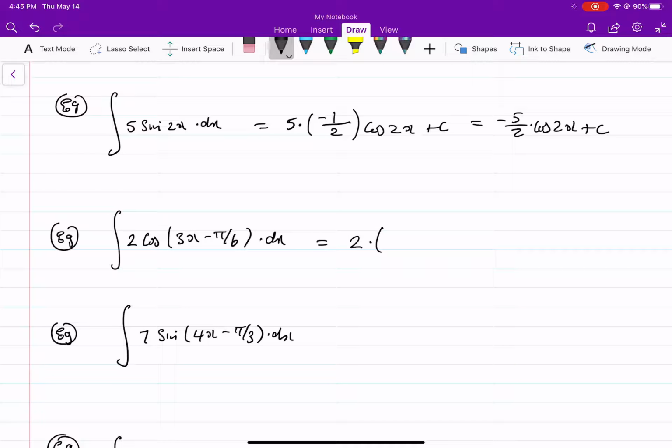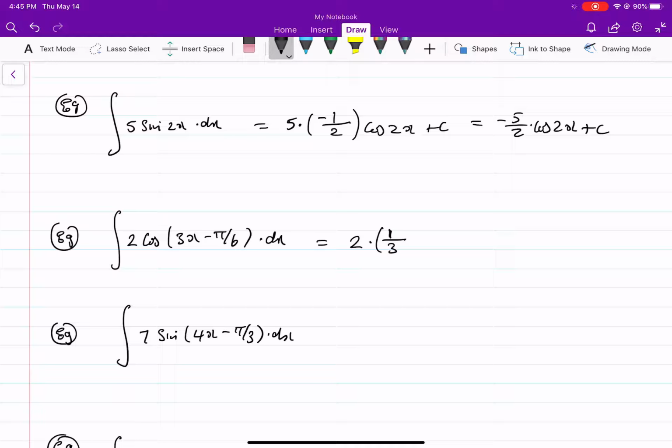Positive 1 upon f prime this time. 1 upon f prime would be 3. If I integrate 3x minus pi upon 6, by the way, pi upon 6 is a constant. Pi is a constant, 6 is a constant, pi upon 6 is a constant. If you differentiate that, you get 0. So when you differentiate the entire 3x minus pi upon 6, you just get 3.